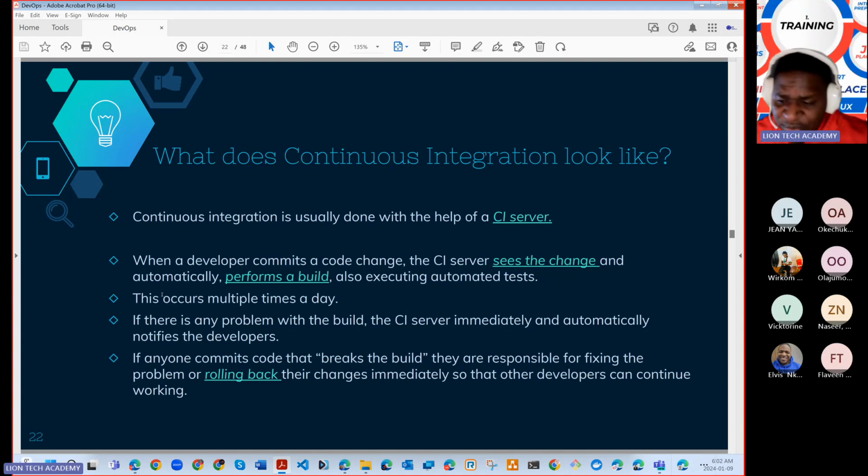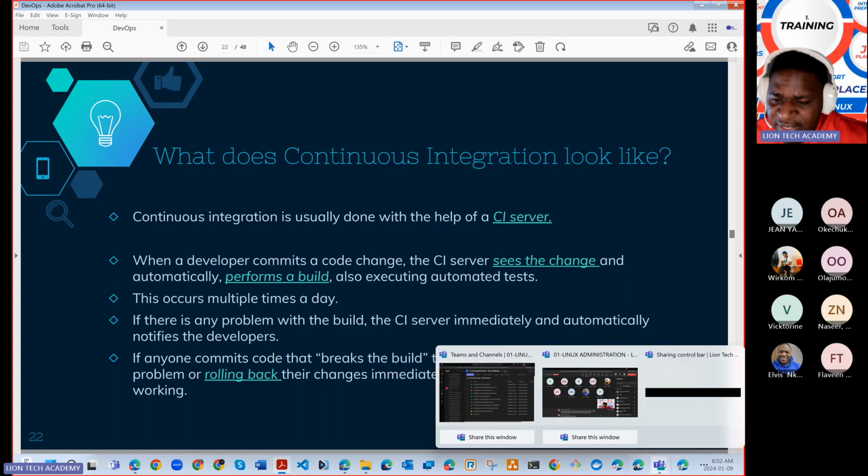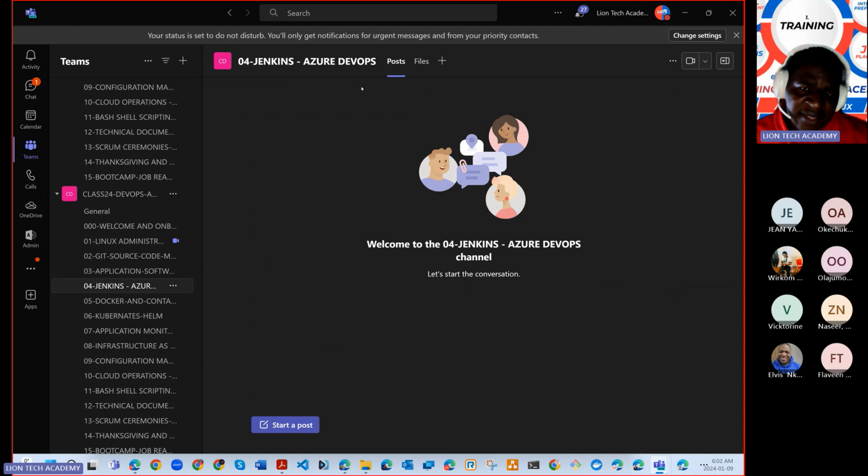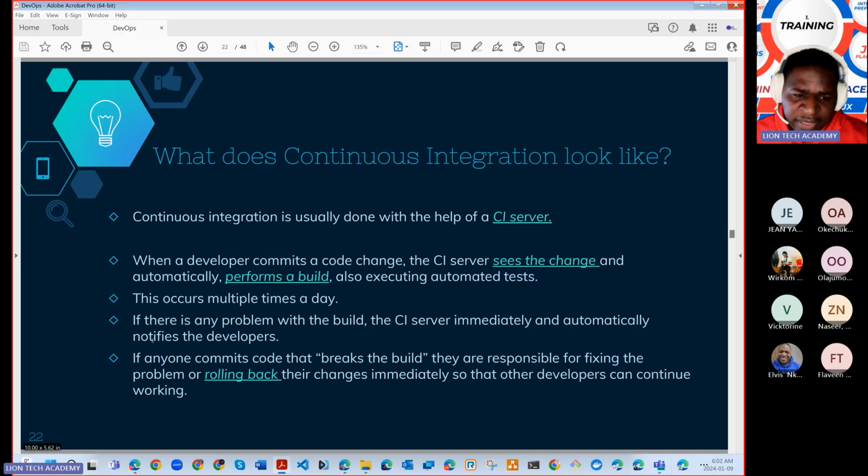So when we get to here, this is the area where we are going to study CI/CD. It's right here, Jenkins and Azure DevOps. It covers CI/CD, continuous integration and continuous deployment. So if there's any problem with the build, the CI server automatically and immediately notifies the developers. That's also what we want to be able to achieve, automatic notification.